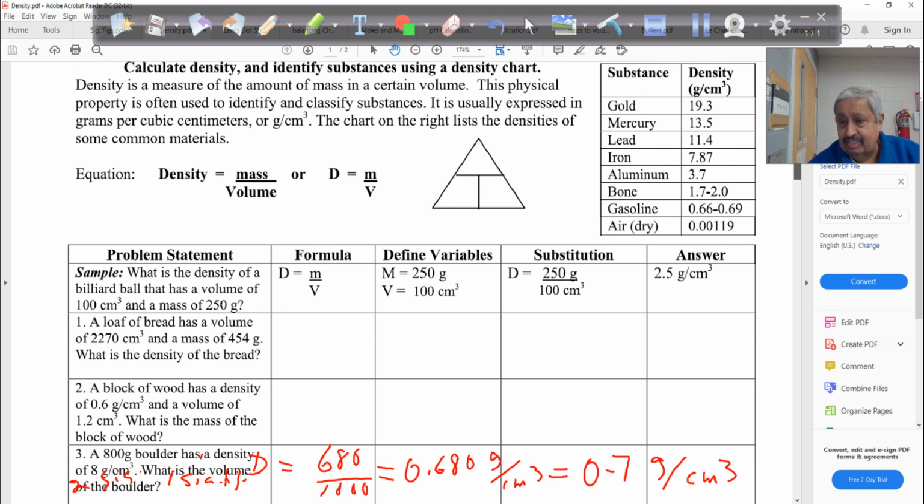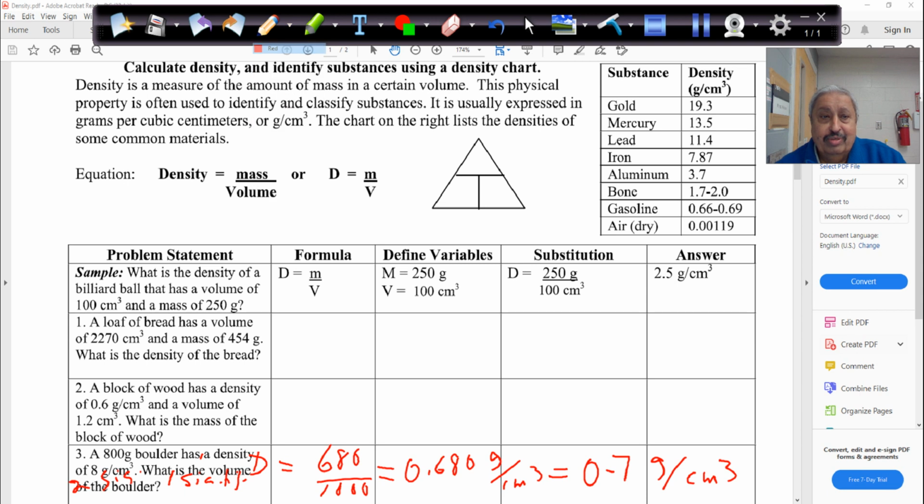0.7 is nothing. Yeah, 0.6, 0.9. The only thing very close to this value, somebody tell me what that really is? It's gasoline, correct? Gasoline. That's what we got. So the material here is gasoline. Now remember, that's the density.